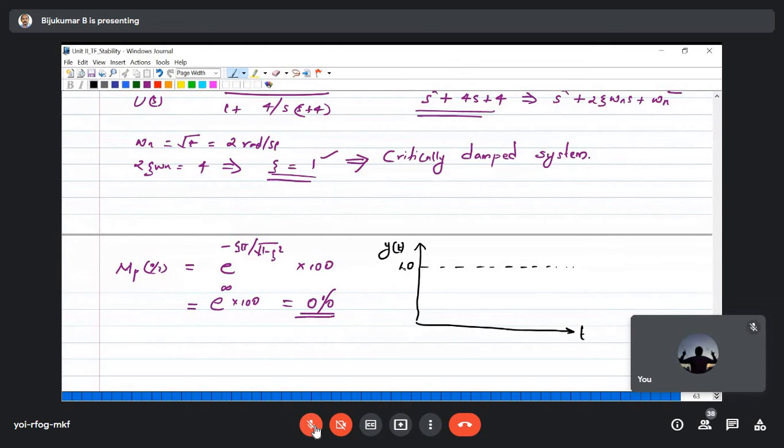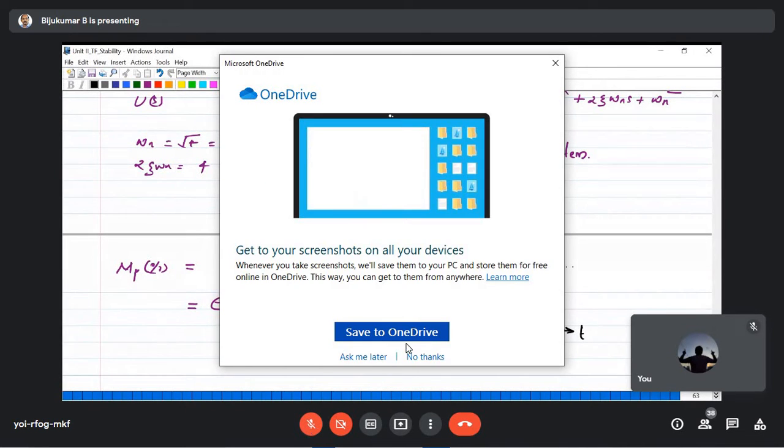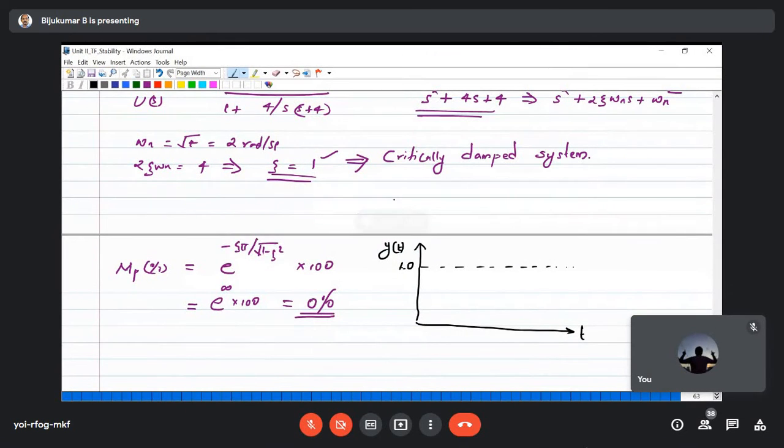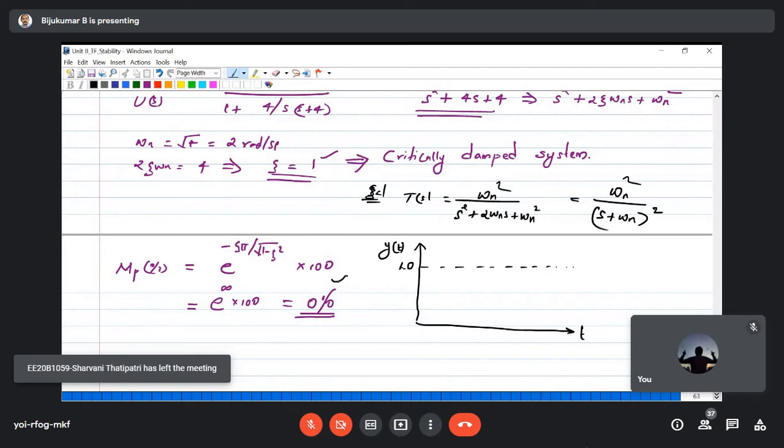Yeah, that I will give as homework. You can derive the step response of the second order system for a critically damped system, right? So if zeta is equal to 1, the transfer function becomes omega n square divided by s square plus 2 omega n s plus omega n square, right? That becomes omega n square divided by (s plus omega n) the whole square. So you do the analysis and see. But from this, you can understand that there is no overshoot, right?